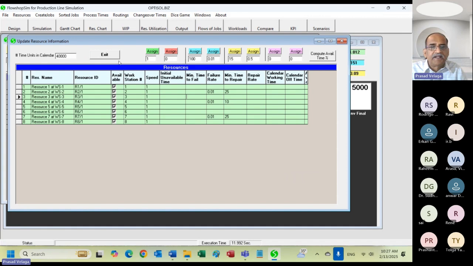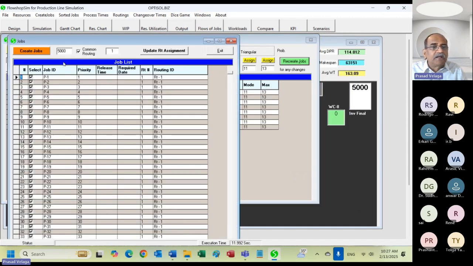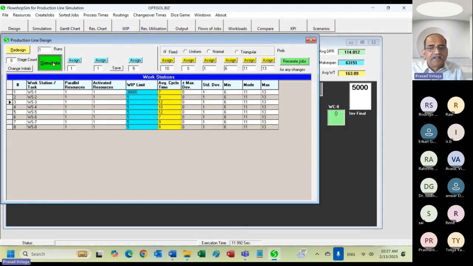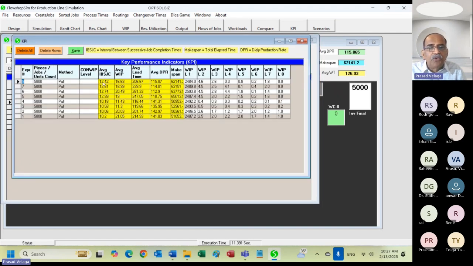From 25 to 10, and I would simulate. Now let me create the jobs again and simulate. I want to see the effect of reducing the repair time from 25 minutes to 10 minutes at that fourth workstation. So now I improved from 111 to almost 116.